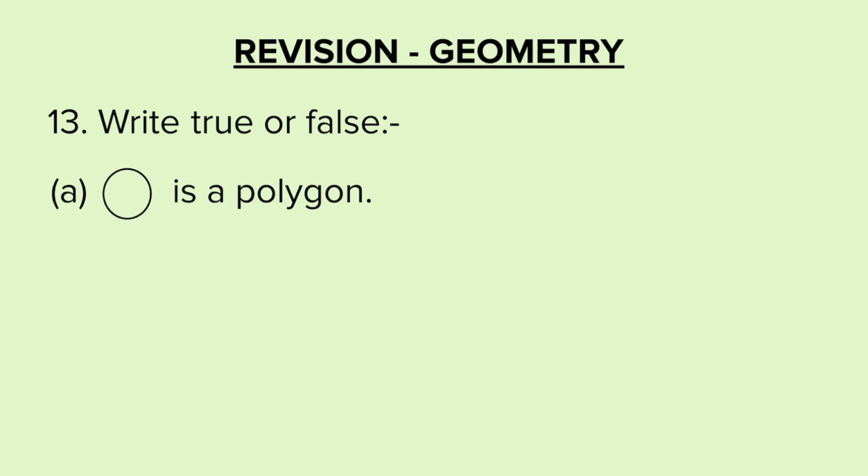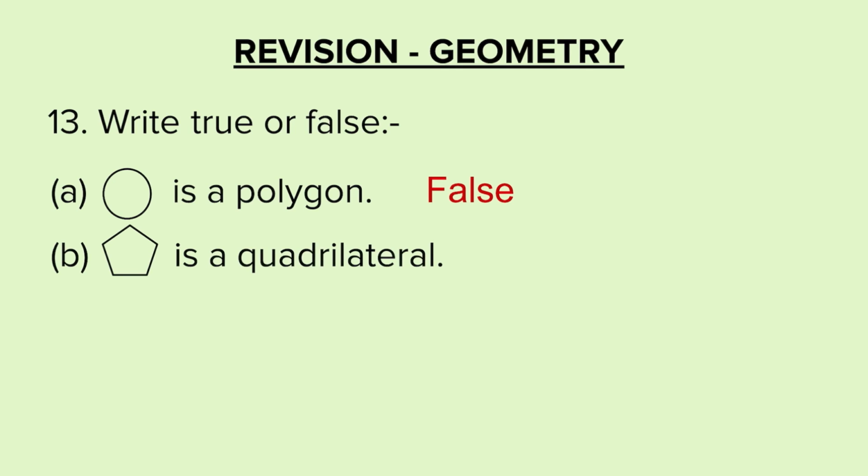Question 13. Write true or false. A part, a circle is a polygon. Now this circle is not a polygon because a polygon is a closed figure made with line segments. Since there are no line segments involved here, this is not a polygon. This is false. B part, this figure is a quadrilateral. Quadri means 4, so a quadrilateral has 4 sides. The figure given here is a pentagon and has 5 sides. So this is also false.